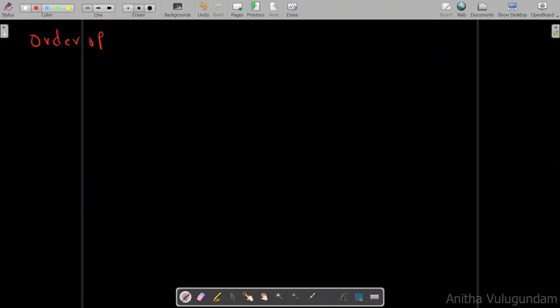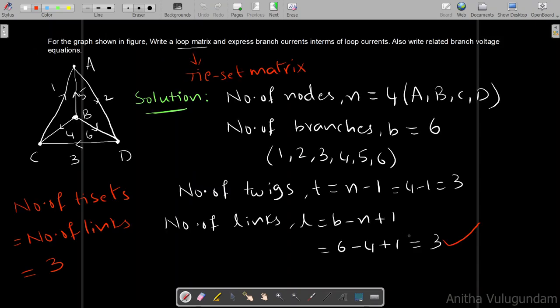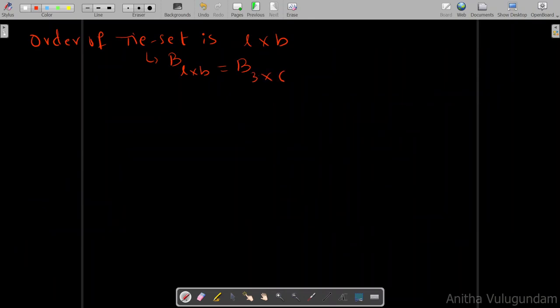Next, order of tie set matrix is L by B. And tie set matrix is indicated with the letter B. Here we got L equal to 3 and B equal to 6. So order of matrix will be 3 by 6. We'll have 3 rows and 6 columns. Let us draw the tie sets possible for it.